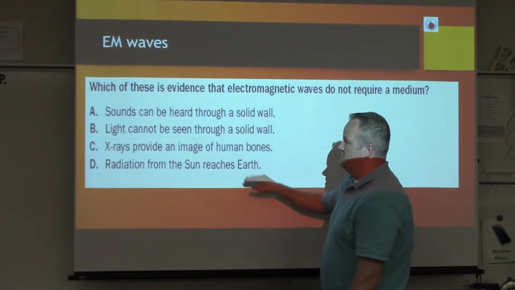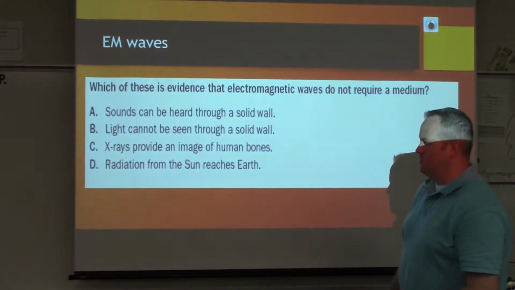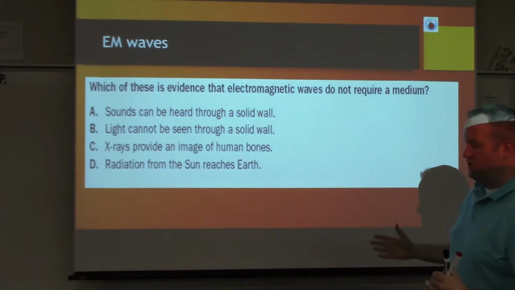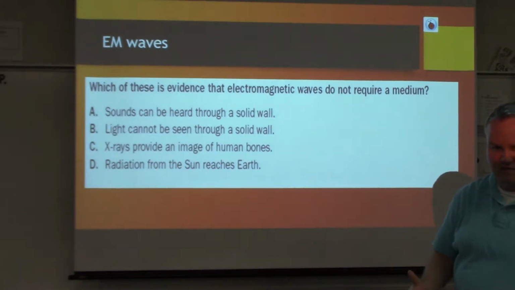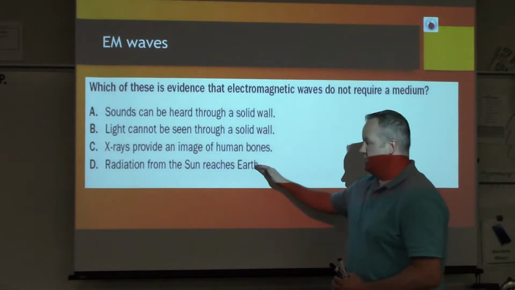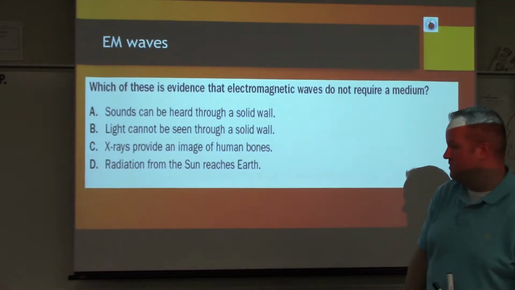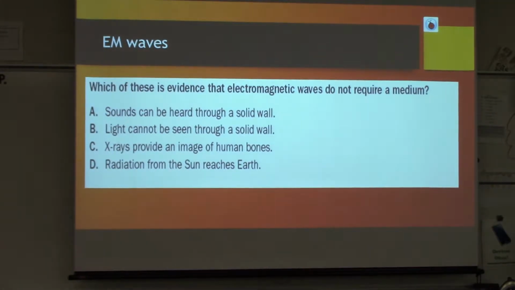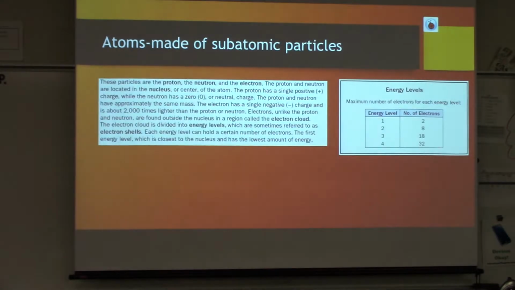But D is really talking about the absence of matter. If you go outside the Earth's atmosphere and you get into outer space, space is a vacuum. There is no air in space. Yet, however, the light and heat from the sun can still reach our planet. So the correct answer choice that you should choose here is D.